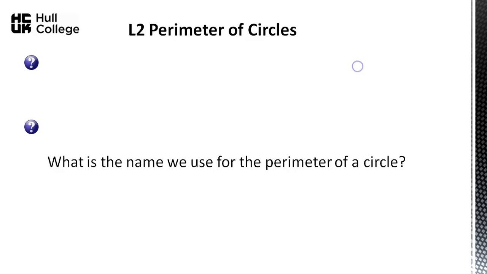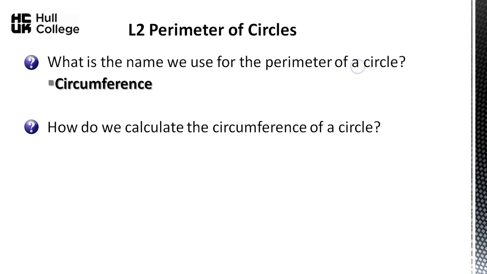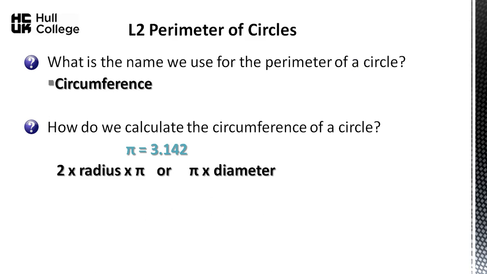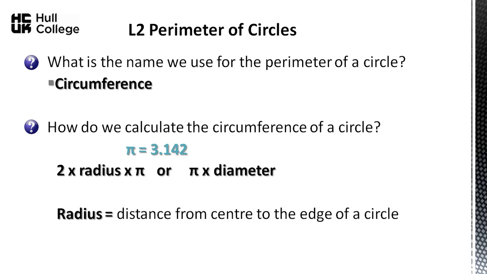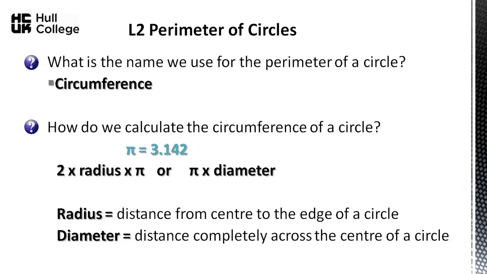Perimeter of circles. What is the name we use for the perimeter of a circle? Circumference. How do we calculate the circumference of a circle? Pi equals 3.142. So we use 2 times the radius times pi, or pi times the diameter, to work out the circumference. The radius is the distance from the centre to the edge of a circle. The diameter is the distance completely across the centre of a circle.